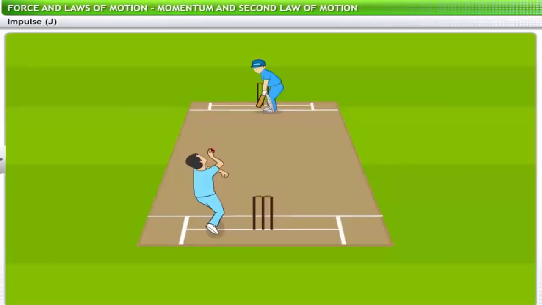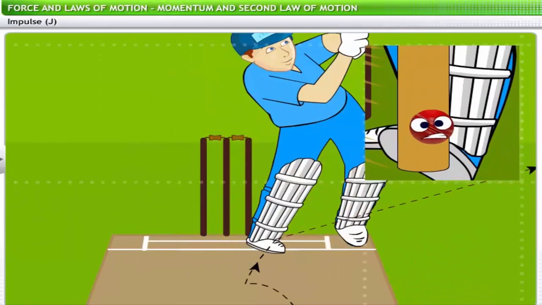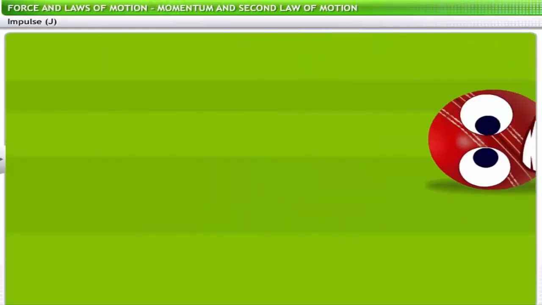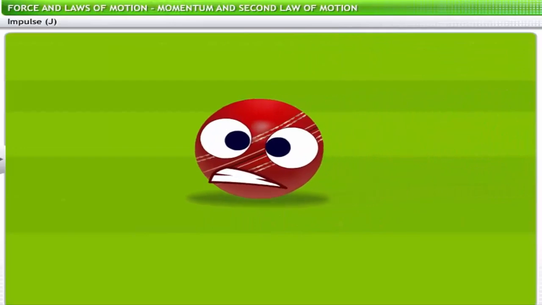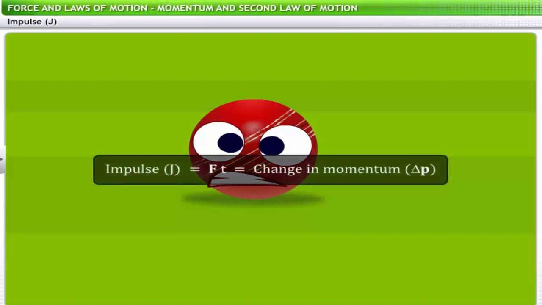Here is an example of a situation where we see impulse at work. Consider a cricket ball bowled towards a batsman in a cricket field. The batsman strikes the ball with a large force that acts on the ball for a moment. The impact of the bat enables the ball to change its velocity in magnitude as well as direction. This is the impulse of the bat on the ball.